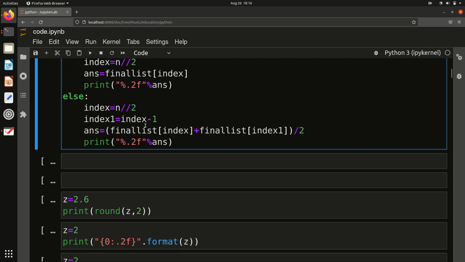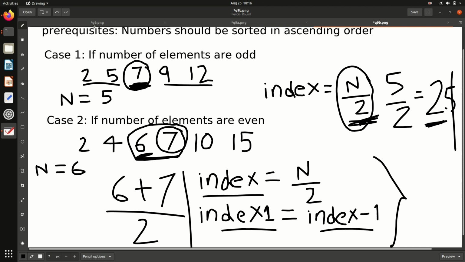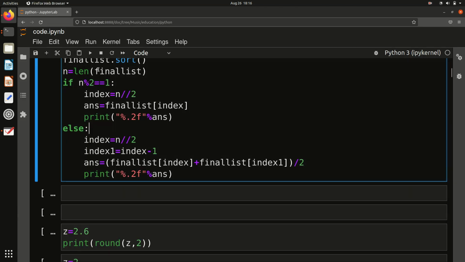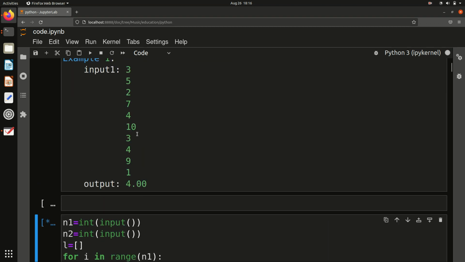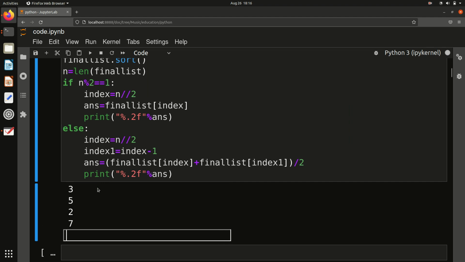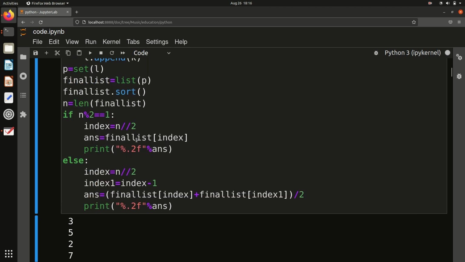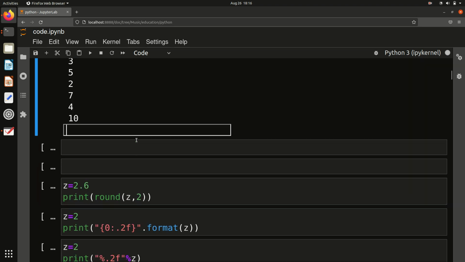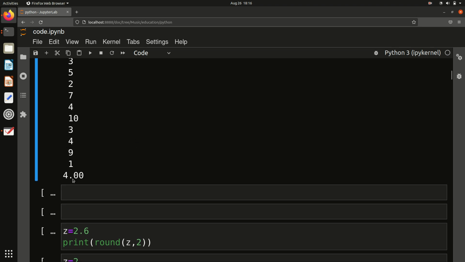Okay, we will see. Let me run a few test cases. I hope it is simple. So let me run this, then we will discuss more. Try this one, which is the sample one: 35274, 35274, and then 103491, 103491. You can see although our answer was 4, we have printed up to 2 decimal places.